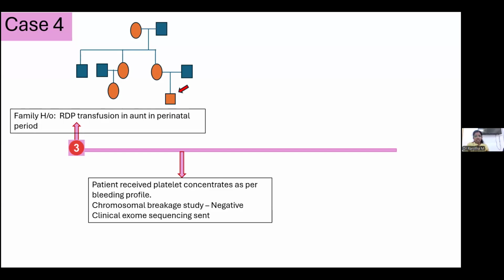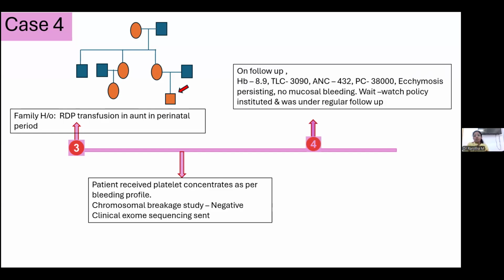So during this time, the child received platelet concentrate as per bleeding profile, and the workup for aplastic anemia was instituted. The chromosomal breakage study was negative, and clinical exome was sent. But on serial follow-up, hemoglobin stabilized at 8.9 with total counts of 3,090 and ANC still neutropenic, and platelet count was 38,000. And the child again persisted to have ecchymotic patches with no mucosal bleeding. So hence, awaiting the genetic report, a wait-and-watch policy was instituted and he was under close follow-up.